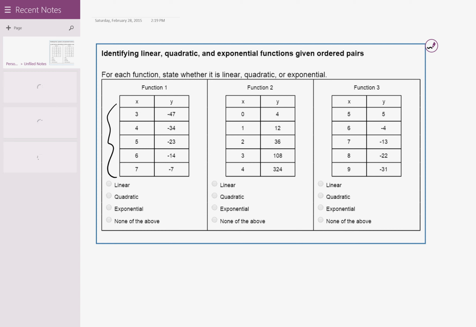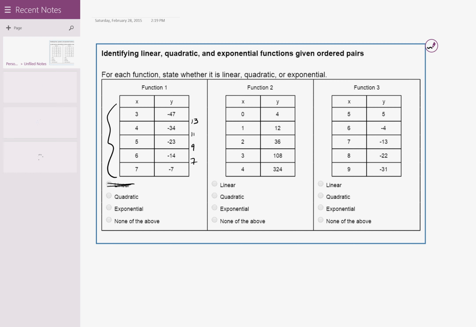in each step. So I look at the first example, and to get from 47 to 34, I have a difference of 13. And then I have a difference of 11. And then a difference of 9. And then a difference of 7. That does not meet the requirements for a linear function.